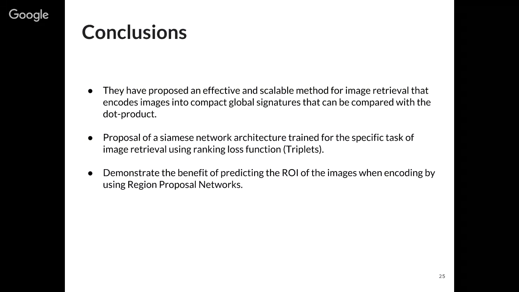And the conclusions are that they have proposed an effective and scalable architecture, that is very efficient because they encode all the images in a forward pass, and then it's very fast to compute all the distances using only a dot product. They use a Siamese network with a triplet loss function, and they optimize at the same time the projection of the PCA and the convolutional network weights. And they demonstrate the benefits of using the region proposal networks to give the regions of interest of the images to the retrieval, to outperform the state of the art of the retrieval task.